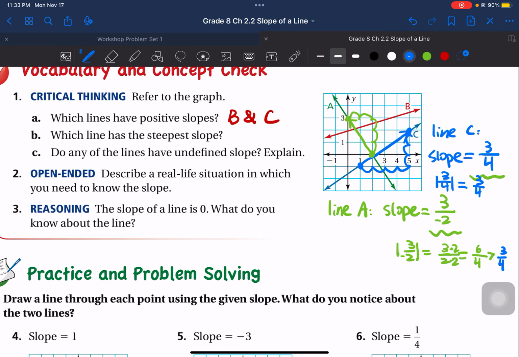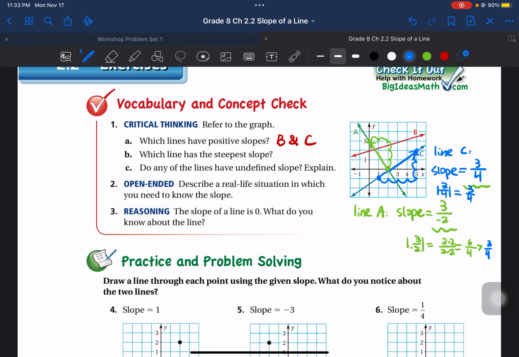And you will see it's greater than 3 over 4, which means the absolute value of the slope for line A is greater than the absolute value of the slope for line C. If the slope is bigger for line A, that means it's steeper. So for question B, we should have line A. Line A has the steepest slope.